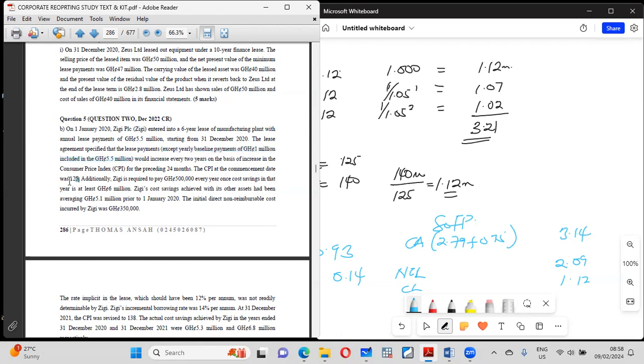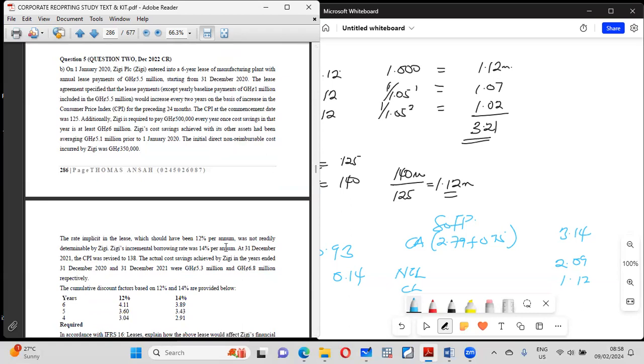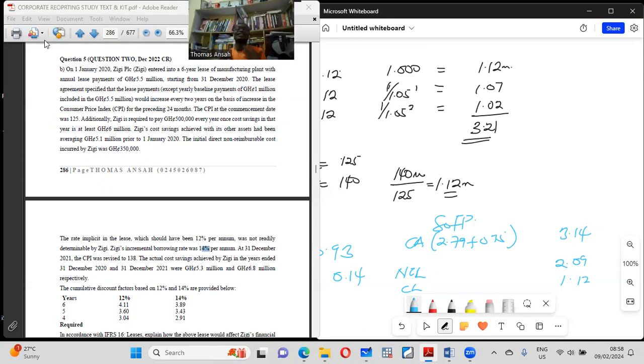Then the CPI, the commencement date is 125. So if the CPI was 125 and you use it for your initial measurement, you see that at some point the CPI increased. I think we saw that. What was the CPI? 138. So from 125 to 138. So it should help you calculate the change. Implicit rate is 12%, but since it's not readily determinable, you will use the 14%. These are tricks to test your understanding of the standard. And I like these kind of questions. All right. It shows that you really understand what you are about. All right. So basically, that is that.